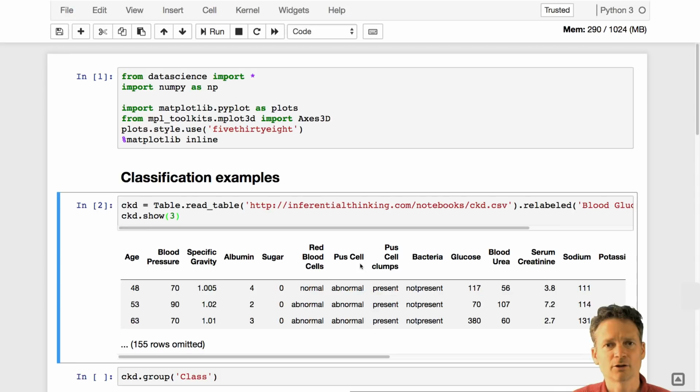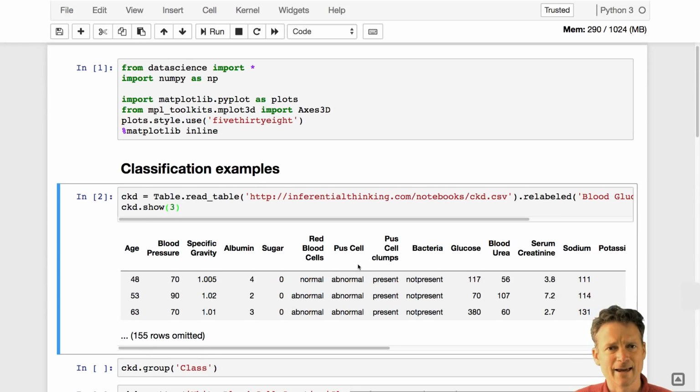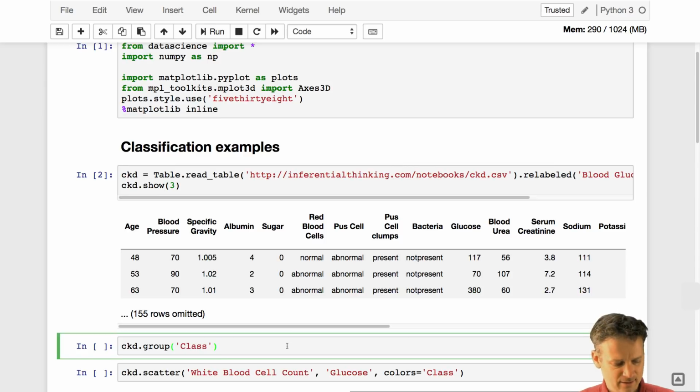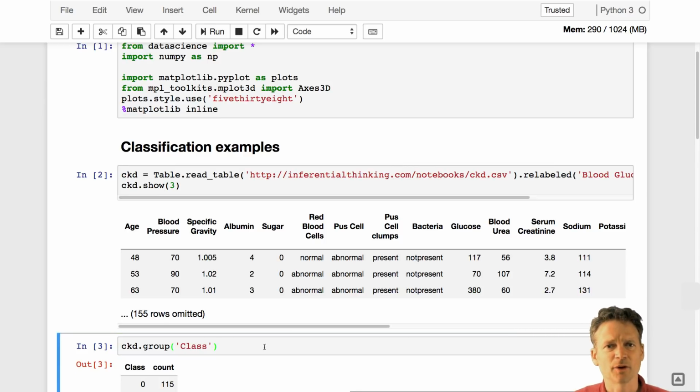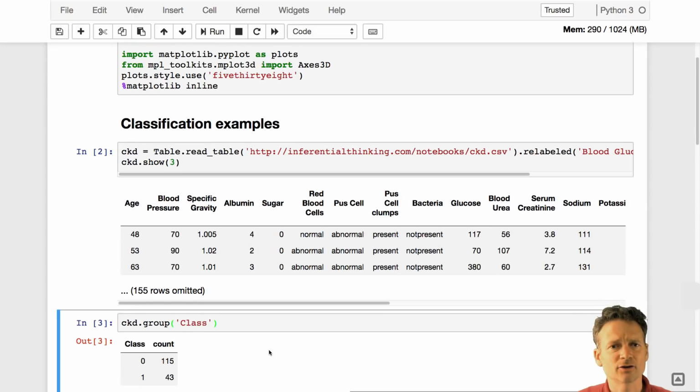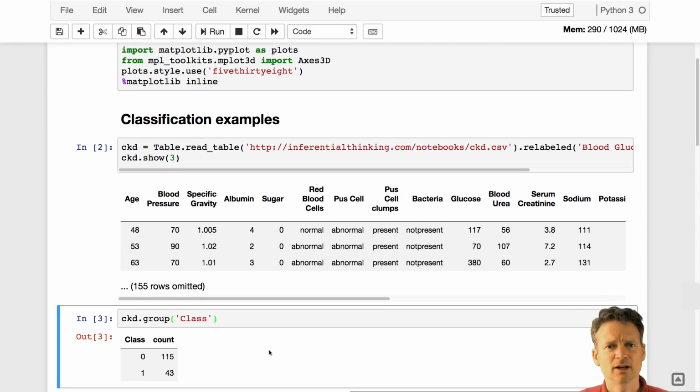So we can take a little closer look at the data set, and you might be wondering, of the different patients he had, what the breakdown was. What we can see is that out of the 150-odd patients, there were 43 of them who had chronic kidney disease and another 115 who did not have chronic kidney disease. So it's not an equal split.